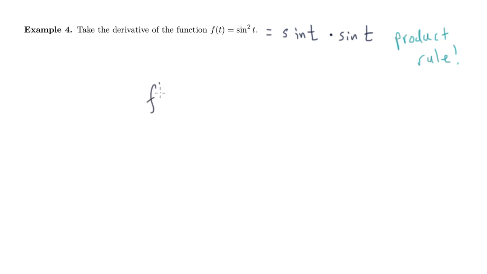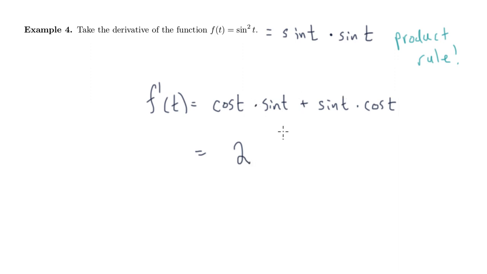So then f prime of t, this is kind of cool how this works out. We take the derivative of the first one, so that's going to be cosine t, and then we leave the second one alone, sine t, plus leave the first one alone, and then multiply by the derivative of the second, which is cosine t. So all in all, we get two factors of the same thing, sine t times cosine t. And there's the derivative of sine squared t.